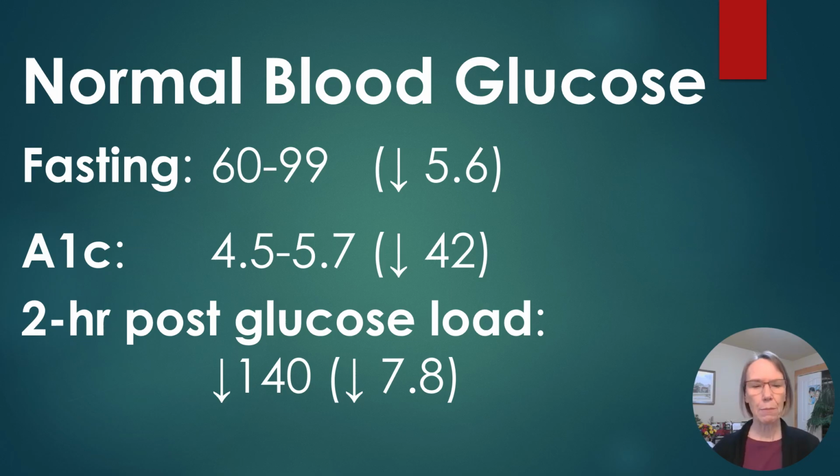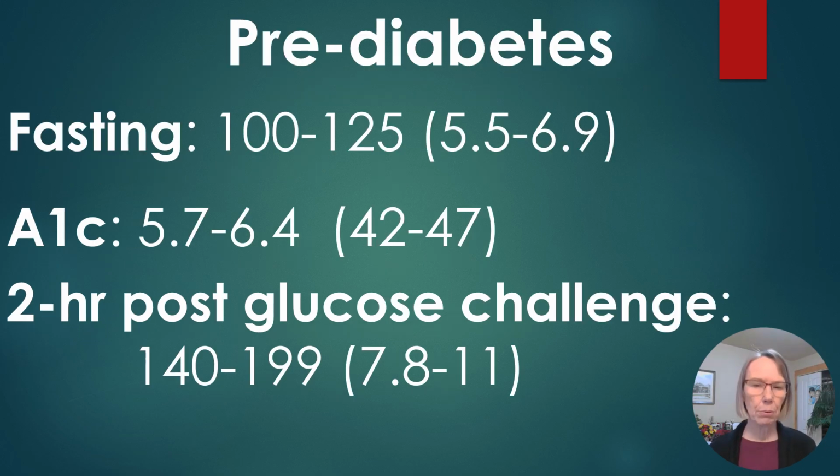So normal for all three of these categories of testing is a fasting blood sugar between 60 and 99, an A1c between 4.5 and 5.7, and a 2-hour glucose of under 140. Prediabetes is 100 to 125 fasting, an A1c of 5.7 to 6.4, and between 140 and 199 if you had an oral glucose tolerance test.